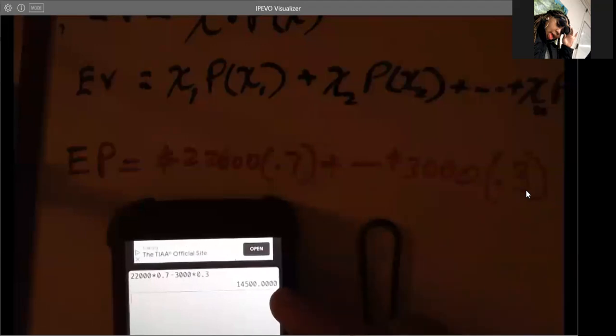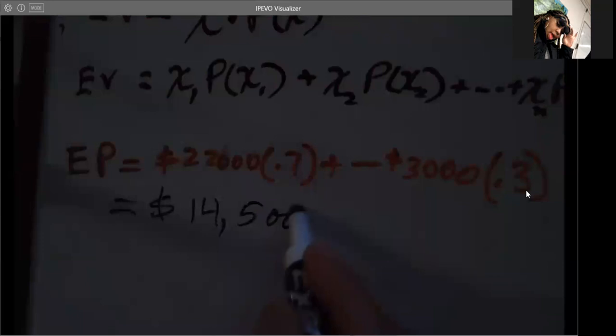And over a certain number of days, we get some profit of 22,000. Might get some of them, it might be a loss of 3,000. But overall, over a long period of time, our average profit, our expected profit is going to be $14,500. So let's see. Yeah, 14,500. And that's our answer. Okay?